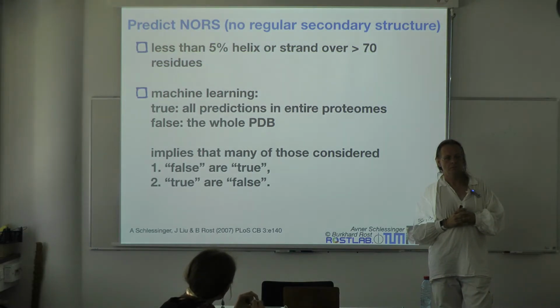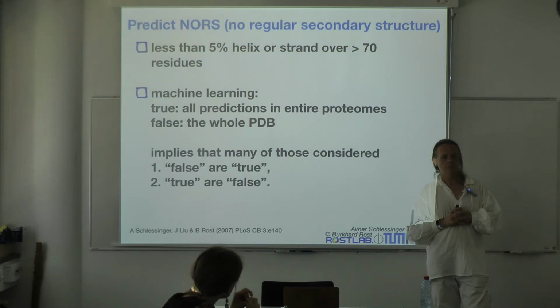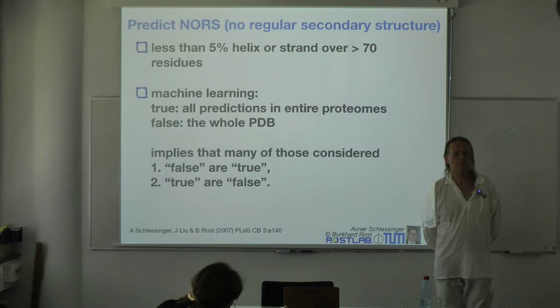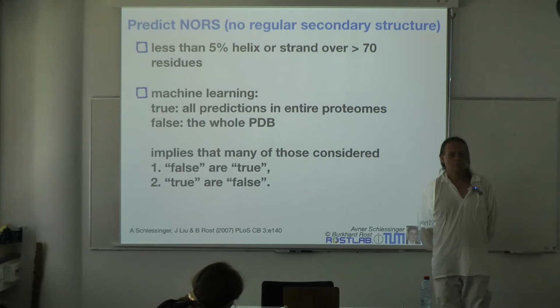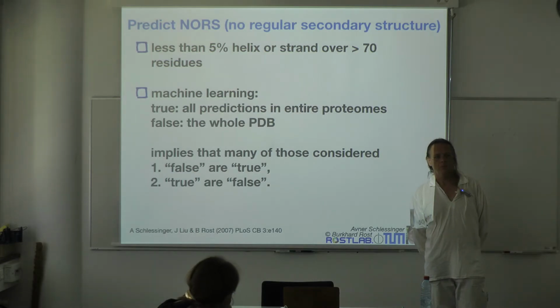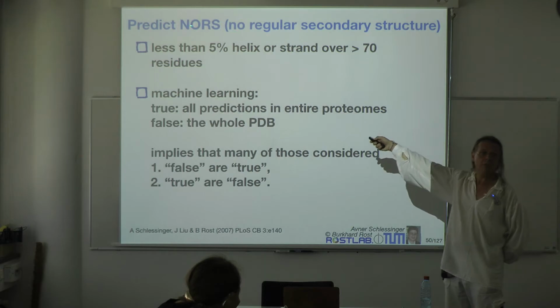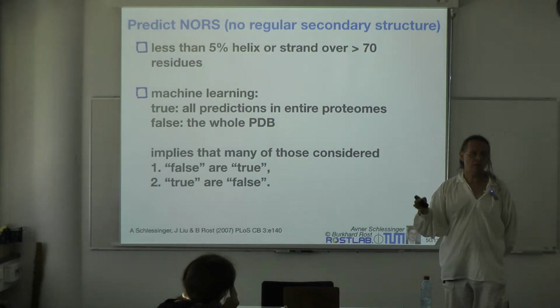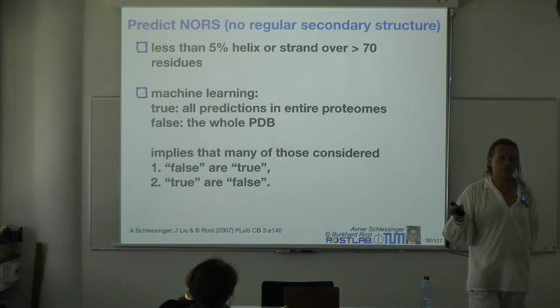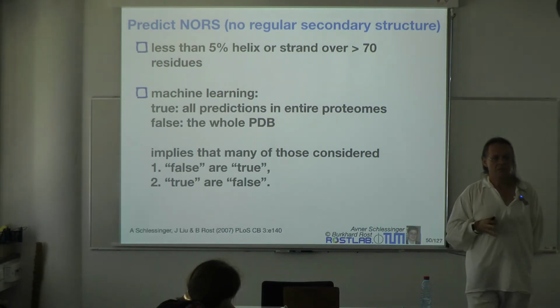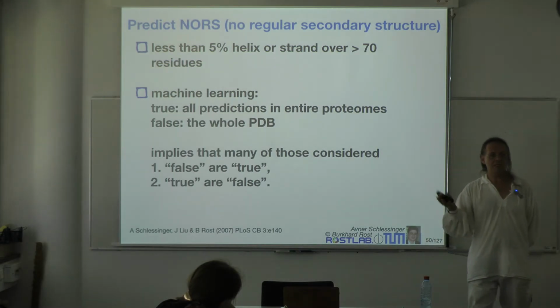And then as your true class, so as a disordered region, you say take all predictions in entire proteomes. But what does that mean? I'm puzzled by the semantics. Oh, so I apply this threshold prediction here for entire proteomes. I essentially predict every single protein in every single sequenced organism. I use entire proteomes to avoid... I could run UniProt, but then I would have to sequence redundancy reduce.